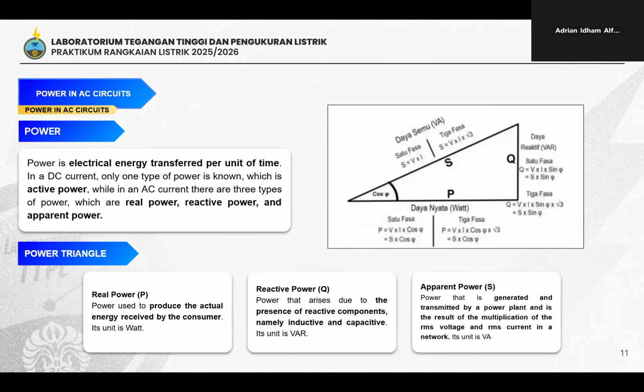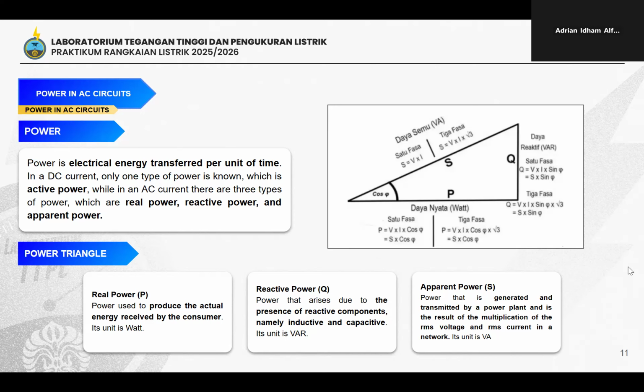Okay, and now we will learn about power in AC circuits. What is the definition of power? Power is electrical energy transferred per unit of time. In a DC current, only one type of power is known, which is active power, while in an AC current, there are three types of power. First is real power, the second one is reactive power, and the last one is apparent power. We can see the definition of the power in the power triangle.